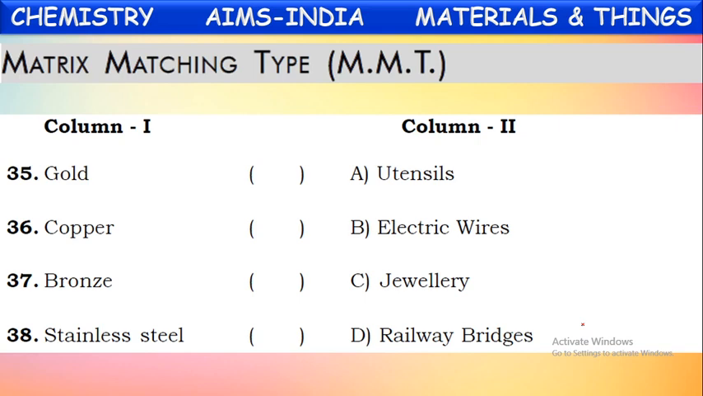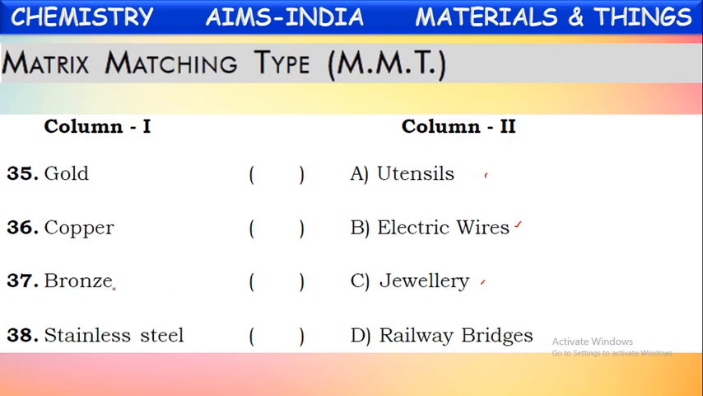What is the first one? Gold. Where is this gold used? Generally, gold is used in making of jewelry, isn't it? Utensils are not made. Mostly, gold is used in making of jewelry. Where is copper used? Copper is used in making of utensils and electrical wires, isn't it? Yes, those two are the uses of copper.